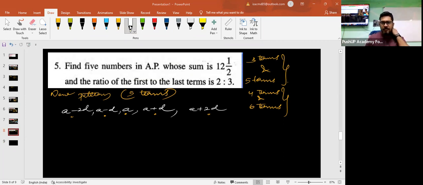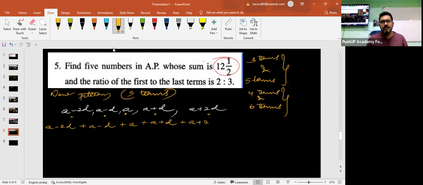Very good, Shazia. Yeah, let's start. The sum of these 5 numbers is what? 12 1/2. Which means if you add A minus 2D, A minus D, A, A plus D, and A plus 2D, the sum would be equal to 12 1/2. Shall I write it as 25 by 2? It's very annoying dealing with mixed fractions. Let's write it in improper fractions.